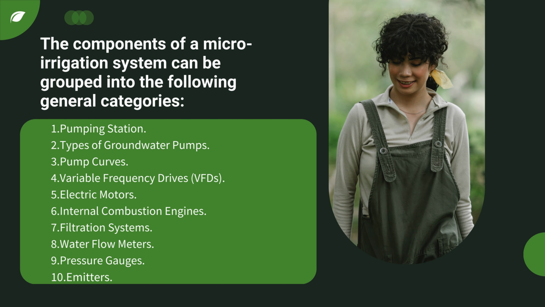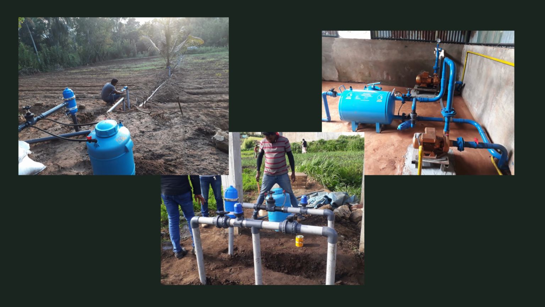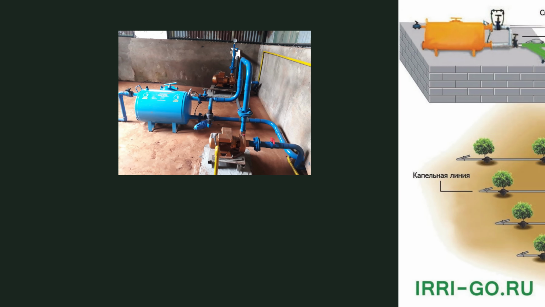Pumping station, types of groundwater pumps, pump curves, variable frequency drives, electric motors, internal combustion engines, filtration systems, water flow meters, pressure gauges, and emitters are some of the categories into which the components of a micro-irrigation system can be grouped.